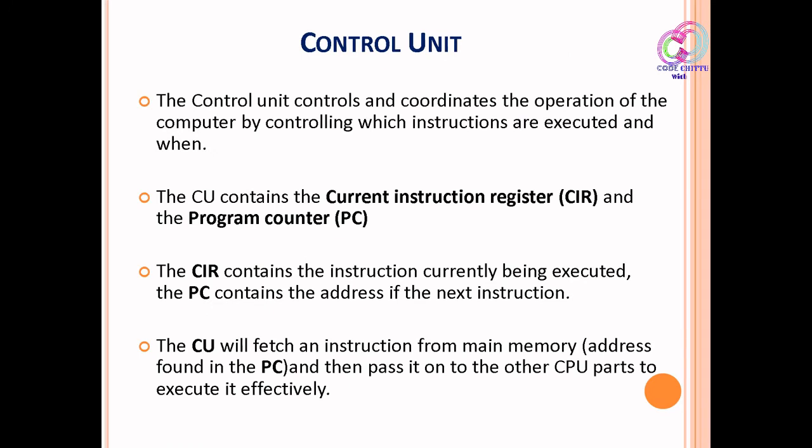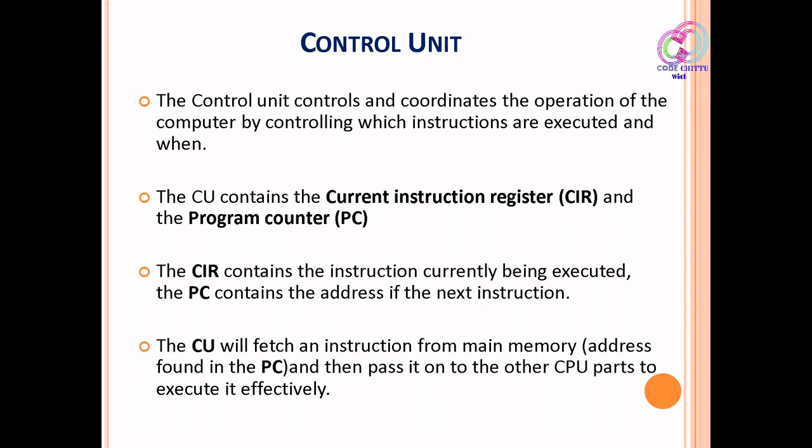Now first, as for the components, the control unit. For us humans, the brain is very important, and the brain controls the whole body. Here, in this computer, the control unit acts as a brain which controls the whole thing. Another definition they will tell: it acts as a manager that controls the whole process as well as the input and output devices. So the controller controls and coordinates the operation of a computer by controlling which instructions are executed and when.